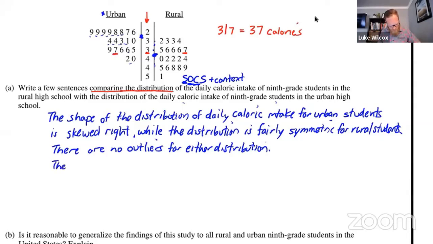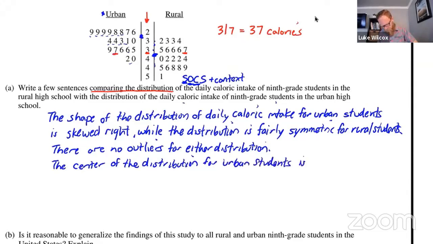So that's just what we're going to put into words now. Okay, and we're not going to even specifically reference the mean or the median or give any values here. We're just going to say, sort of generically, that the center of the distribution for the urban students is less than, there's my comparative words, less than the center for the rural students.